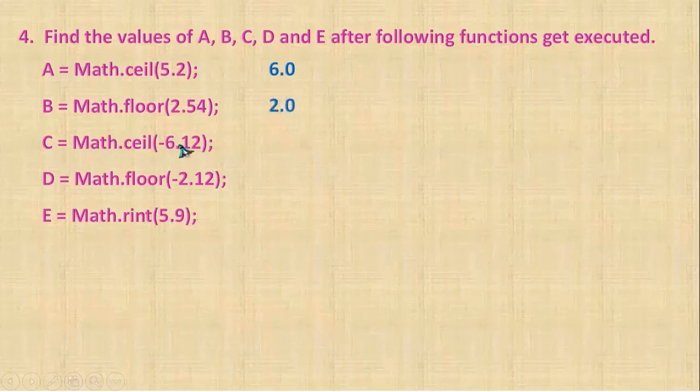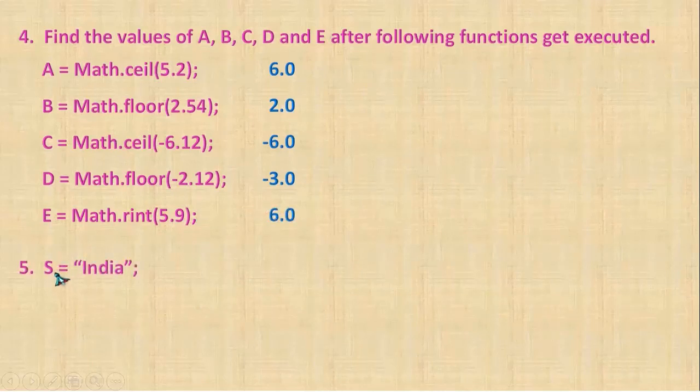The ceil of minus 6.12, see ceil means to the higher value. The higher value of minus 6.12 is minus 6. By mistake don't write minus 7, it happens many times in a hurry. So it is minus 6. Then similarly, floor of minus 2.12, the lower value of this is minus 3. Then rint, as per mathematics it will round up, so it is 6.